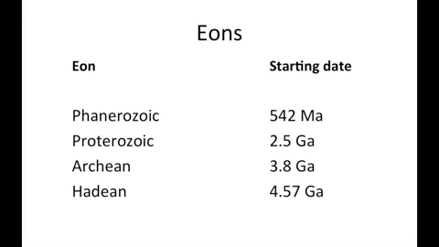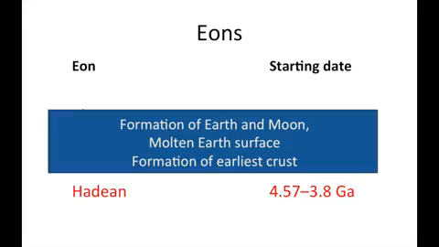To give you an idea about what happened in each one of these eons, let's start at the oldest one. The Hadean, named after Hades, or the underworld in Greek mythology, represented the period of time when the Earth and Moon were formed. The Earth's surface was molten, and the crust was just starting to form. This period, the Hadean, lasted from the beginning of the Earth's formation to about 3.8 billion years ago.